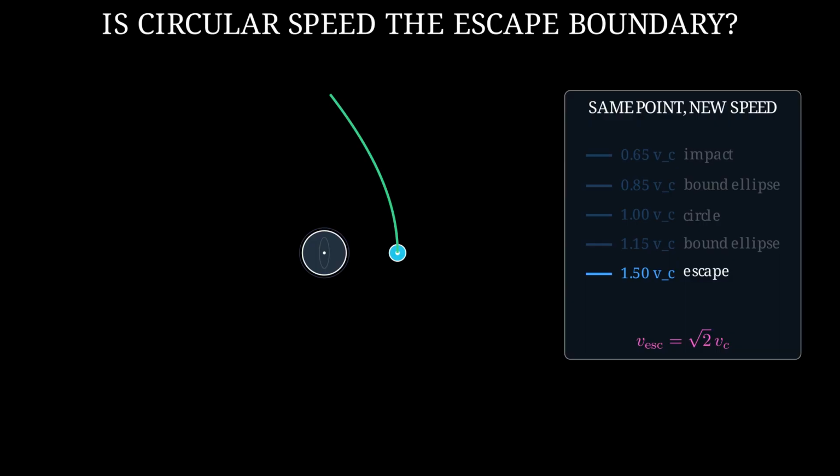At 1.5 times circular speed, the probe is above the ideal escape threshold and does not return. At this launch radius, that threshold is the square root of 2 times circular speed. The slower 0.65 launch hits only because its inward ellipse crosses the declared surface. A slower launch can remain bound without striking a sufficiently small primary.